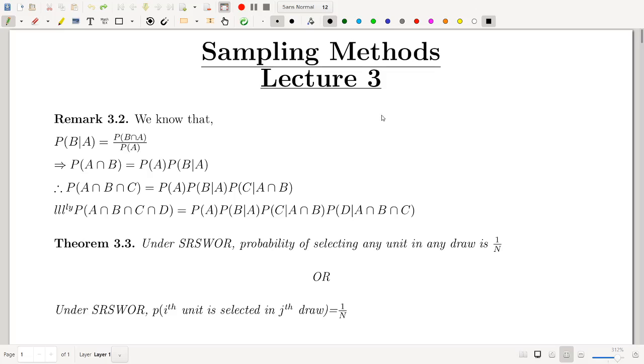In the previous lecture, we saw the variance of y bar under SRSWR is sigma square by n, and the expected value of small s square is equal to sigma square in SRS WR. This means sample variance is an unbiased estimator of population variance.